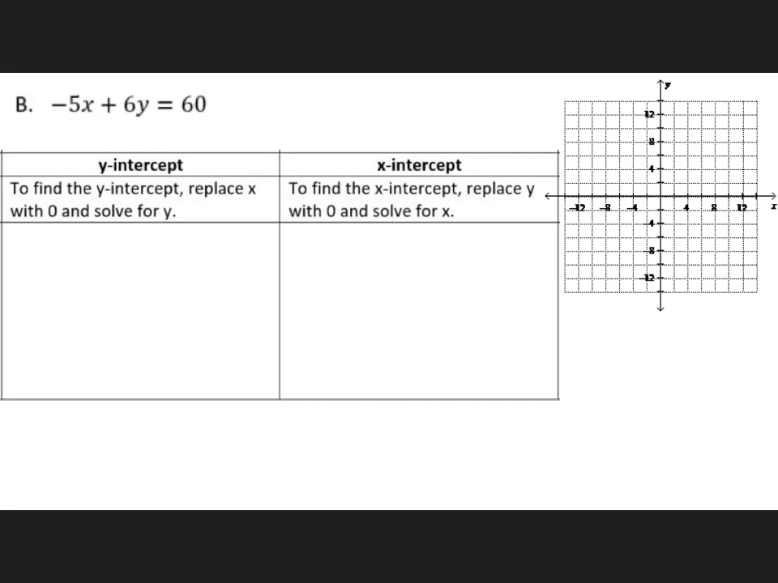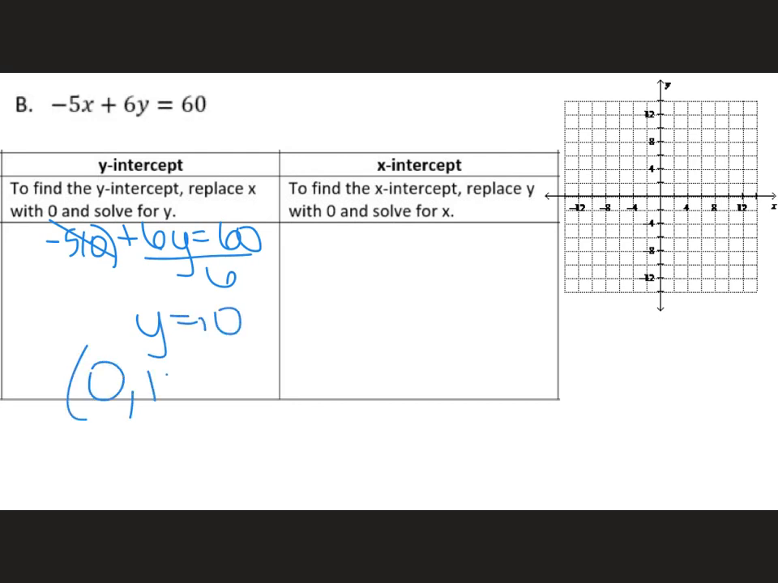So for your y-intercept, you would be replacing x with 0. So that would be negative 5 times 0, which is just going to go to 0. You can just ignore it. So you're left with positive 6y equals 60. So if you divide by 6, you should get y equals 10. So this one would be at (0, 10). If I go to graph that on the y-axis, I should be at 10.